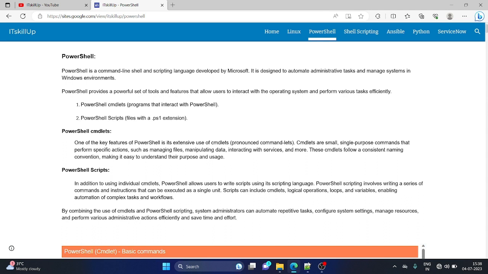By combining the use of commandlets and PowerShell scripting, system administrators can automate repetitive tasks, configure system settings, manage resources, and perform various administrative actions effectively and save time and effort.